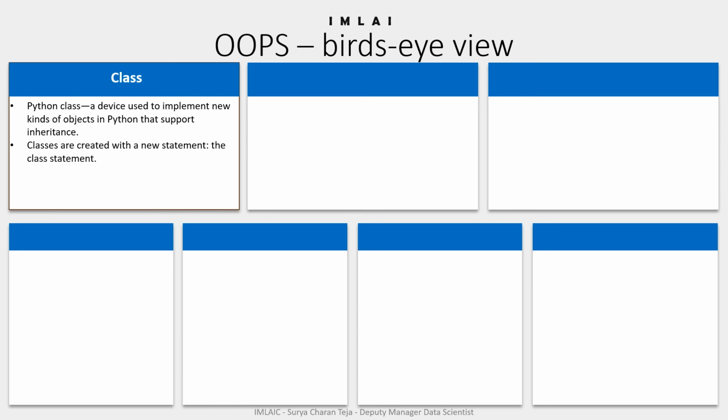Now the question arises, how to create a class? As we have already seen, classes are created with a new statement, that is the class statement. We use the class keyword, and they also support inheritance. Inheritance is a mechanism of code customization and reuse above and beyond anything.